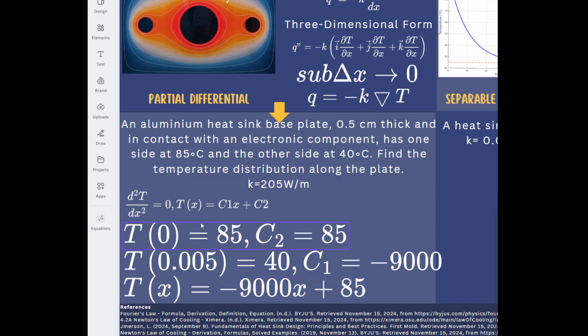Its starting position at 85 gives us C2 as 85, and its ending position, which is 0.5 centimeters away, converted to meters, is 40, giving us a C1 of negative 9,000. Then we just put it into the original formula, giving us its temperature distribution.